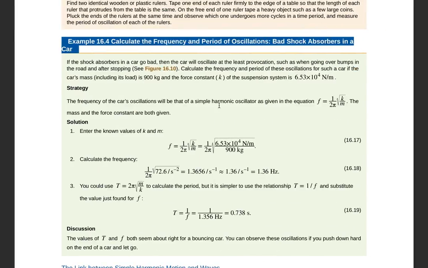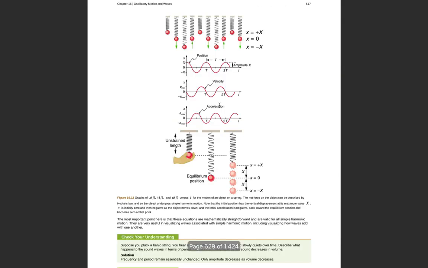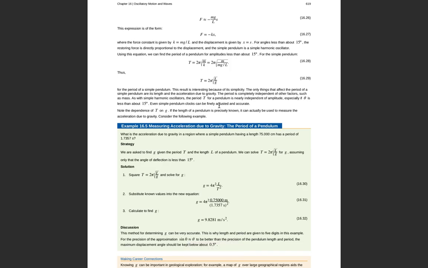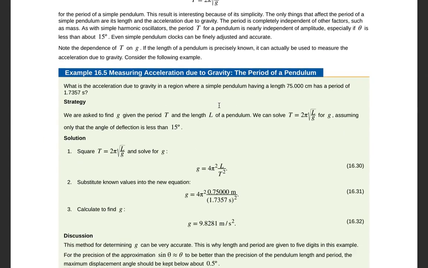So, for example, 16.5. What is the acceleration due to gravity in a region where a simple pendulum having a length of 75 centimeters has a period of 1.7357 seconds? So here we're asked to find g given the period T and the length of a pendulum, right? We can solve T equals 2 pi square root of L over g for g, assuming only that the angle is less than 15 degrees.